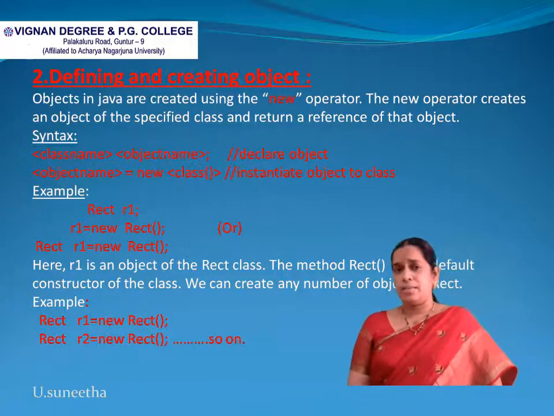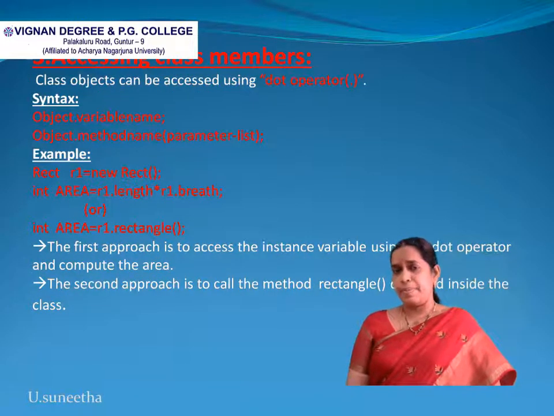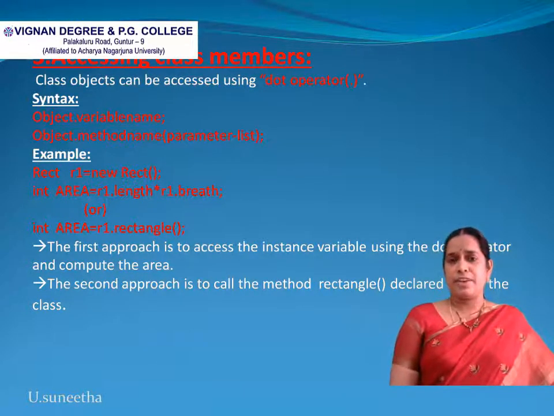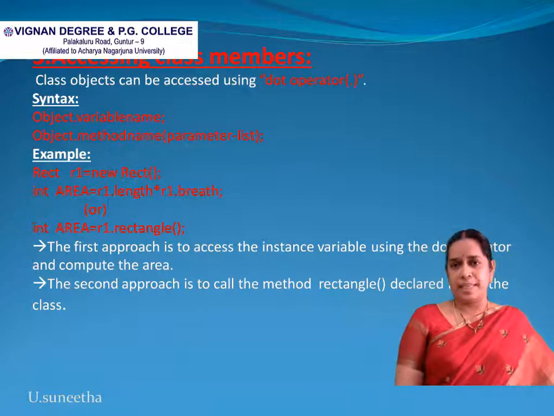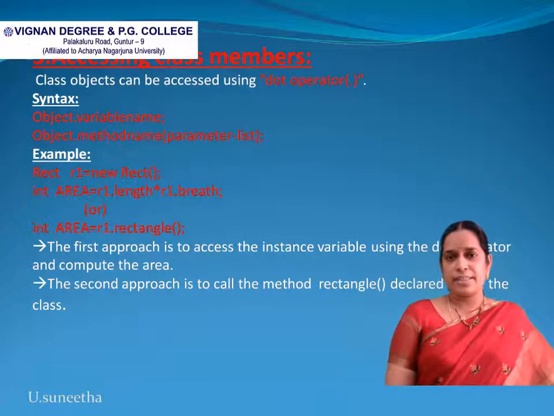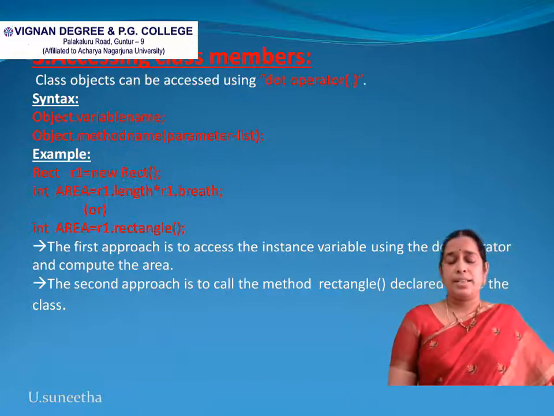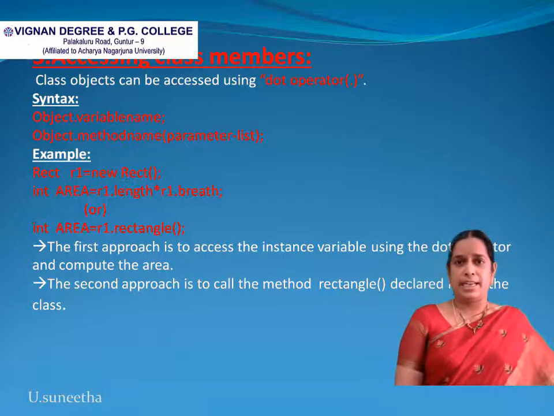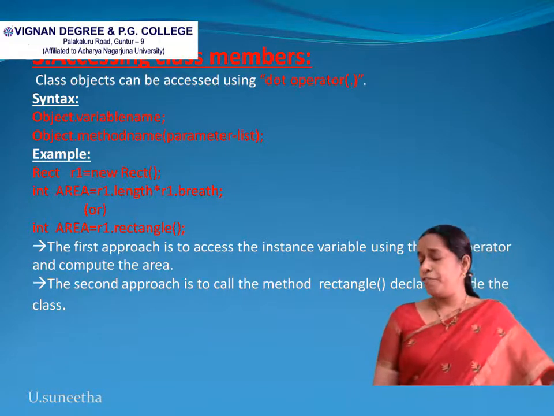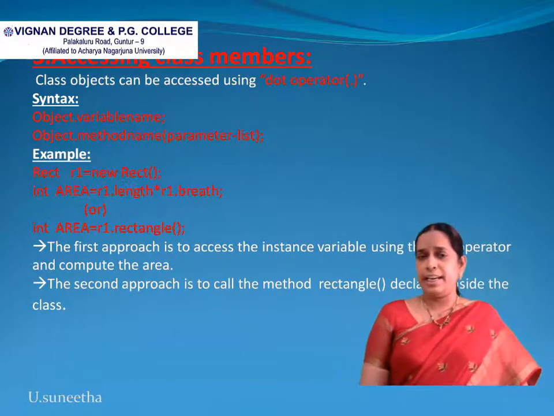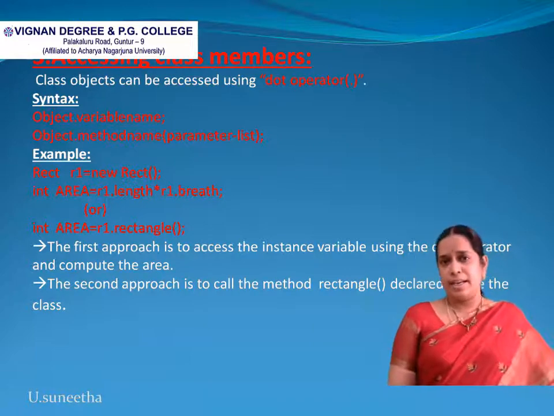And next we will be discussing accessing class members. Generally in the class there are two things. The first one is variables and the second one is methods. We can access these class members, that is, the class variables and methods, by using the object name and the dot operator. And the syntax for accessing the variable will be like this: object dot variable name semicolon. And the syntax for accessing the method will be like this: object dot method name of parameter list and put a semicolon at the end. Based on this syntax, we can access any variable or any method.